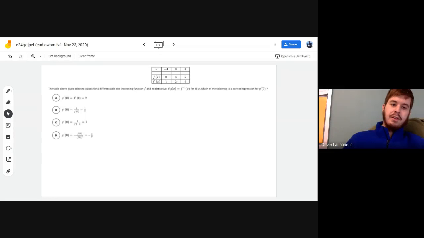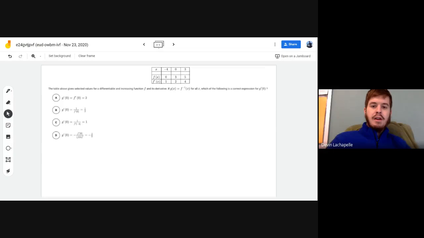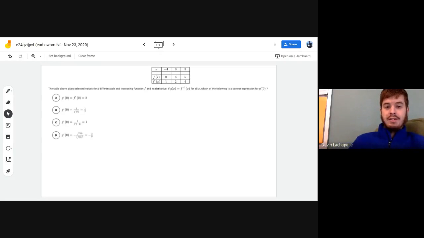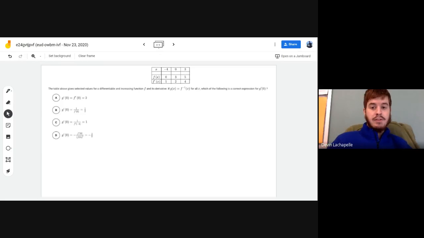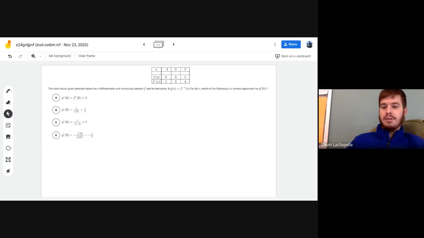The table above gives selected values for a differentiable and increasing function f and its derivative. If g of x equals the inverse of f of x for all x, which of the following is a correct expression for g prime of 0?